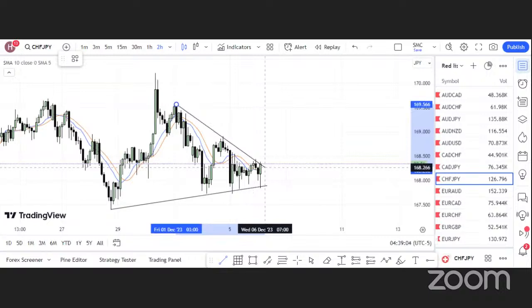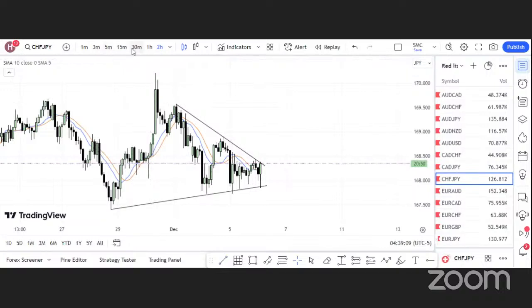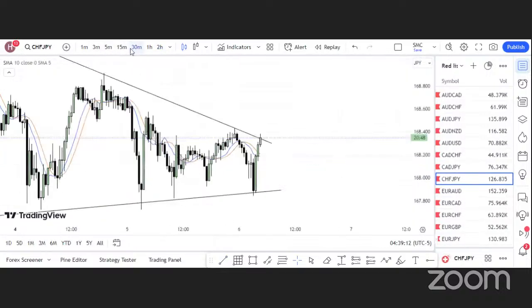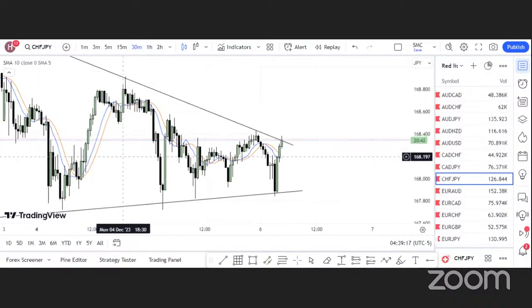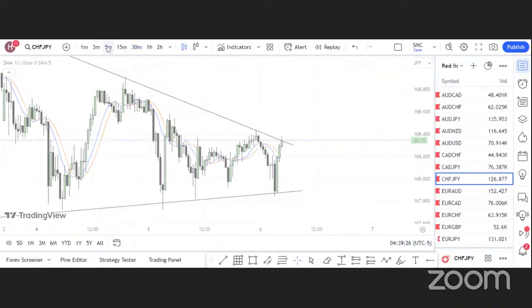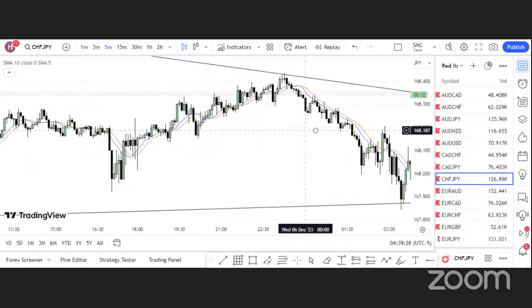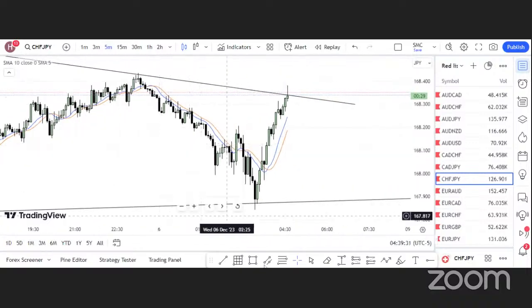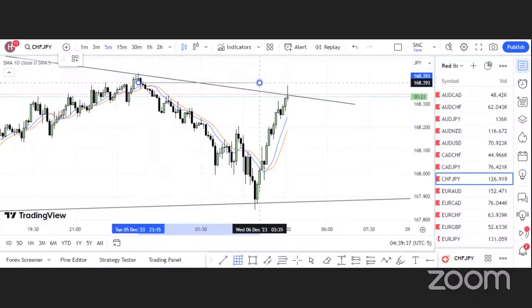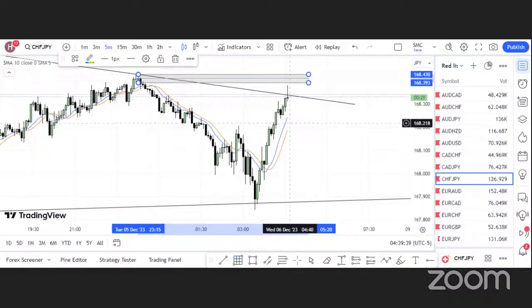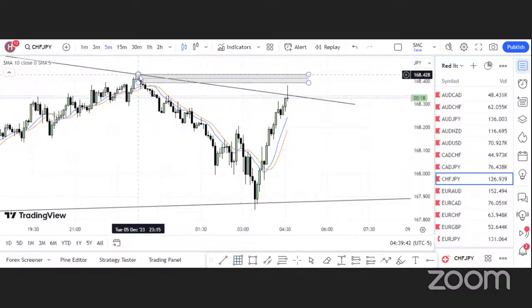All right. So let's go to 30 minutes. Let's go to 5. I think I'm getting a kind of a move from here. All right, guys, go to CHFJPY. Get your account ready. CHFJPY.